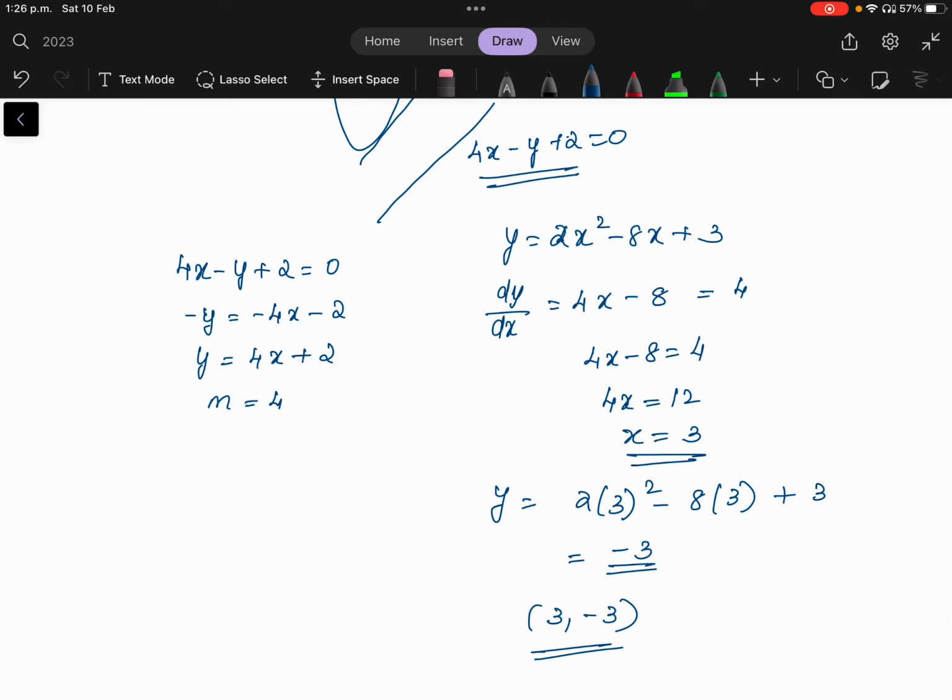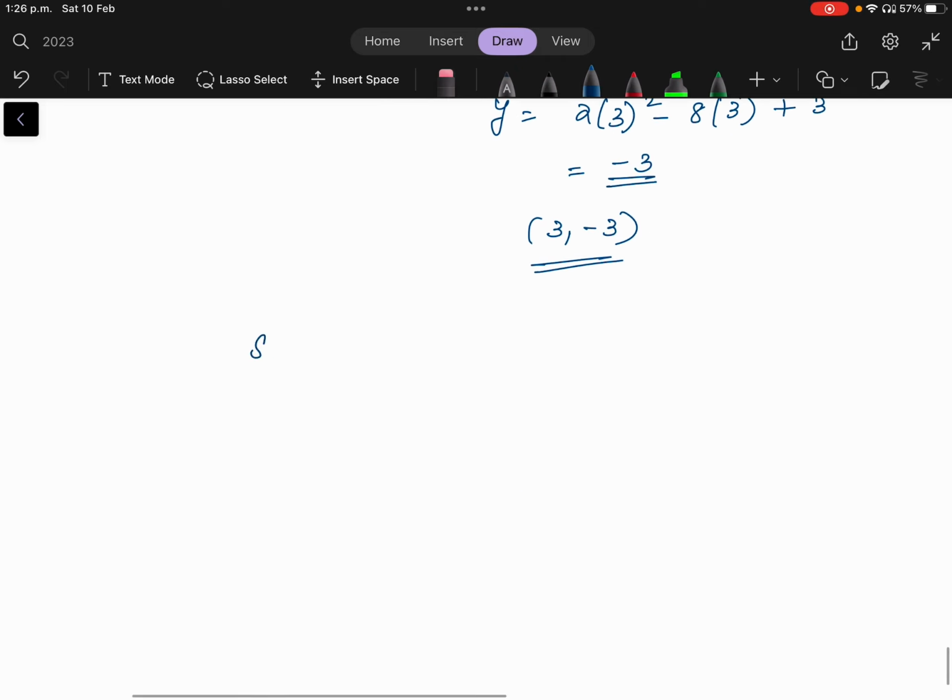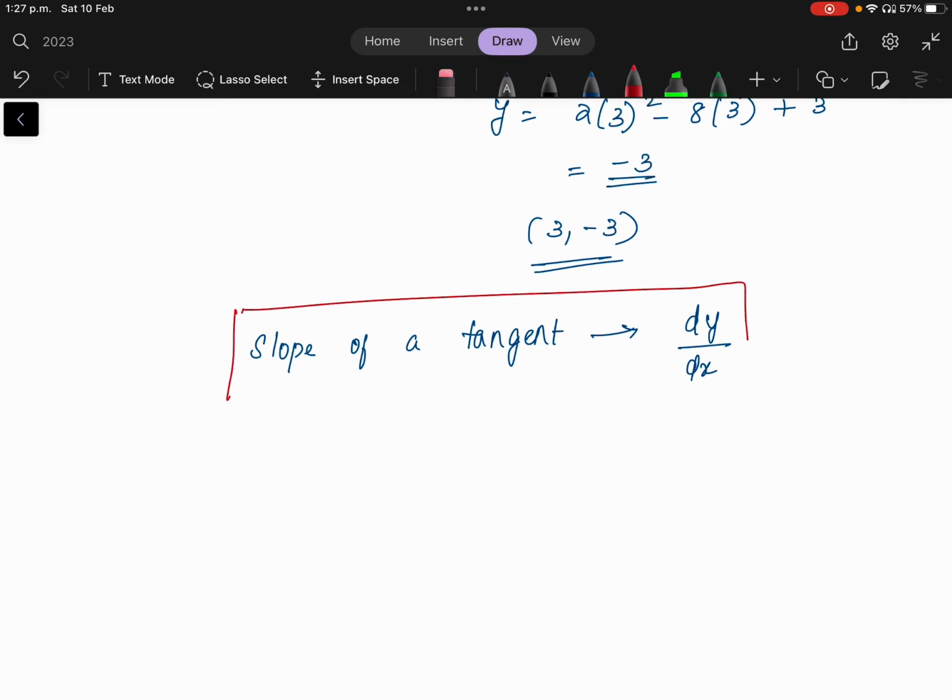So it's normal algebraic calculations and coordinate geometry which come into the picture. But just remember, whenever you see slope of a tangent, that is dy/dx. Remember this from the question. If you see slope of the tangent, it is dy/dx at that particular point.